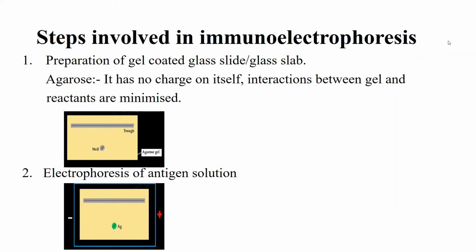In the first step, preparation of the gel-coated slides or glass slab. For this, we are going to use a supporting medium such as agarose, because we know that it doesn't have any charges on itself, and it cannot interact between the gel and reactants. Once the gel is prepared, it is poured onto the glass slab and allowed to solidify. Once the gel is set, we are going to cut out a well on one side of the gel, and again we are going to cut out a trough on the other end of the gel.